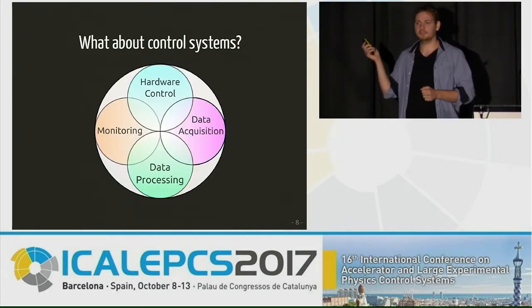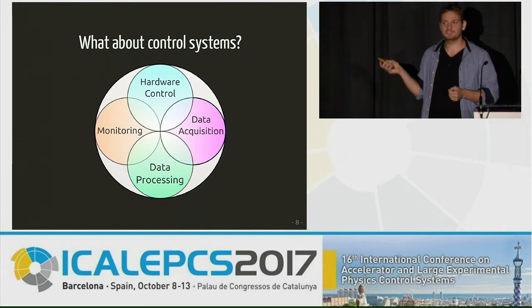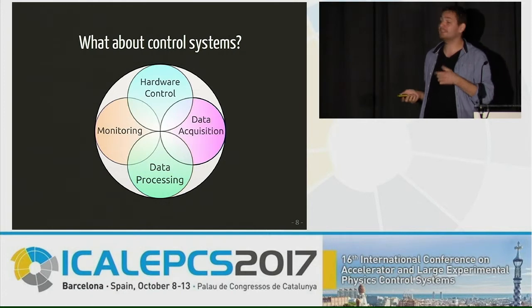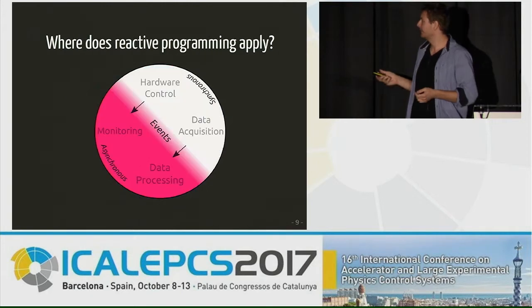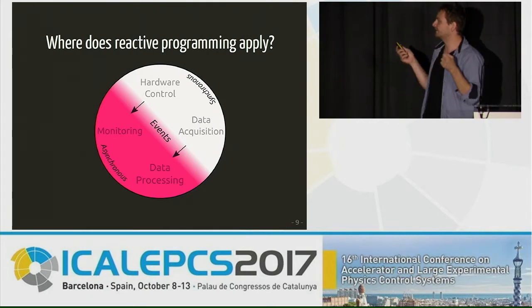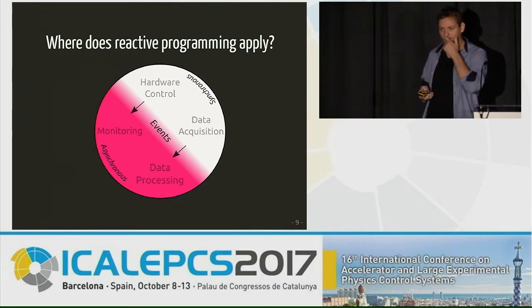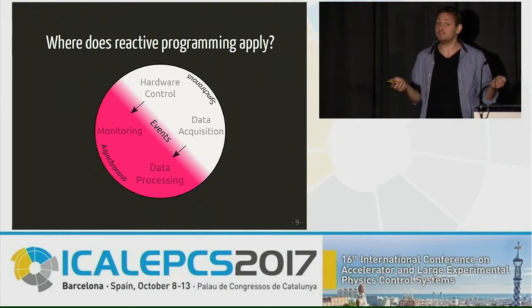But now, how does this apply to control systems? Well, this is my very biased representation of a control system based on my experience. So you have hardware control, data acquisition, monitoring, and data processing. And the way I see it, the upper part is synchronous. Usually for hardware control and data acquisition, you really want to have precise control over the workflow and what's going on, so everything is usually very synchronous. But on the other side, for data processing and monitoring, that part can definitely be asynchronous.